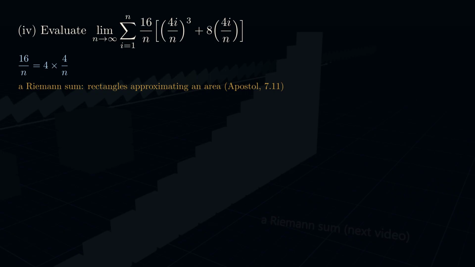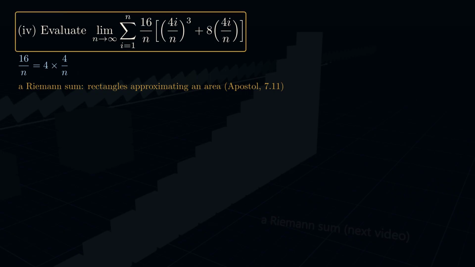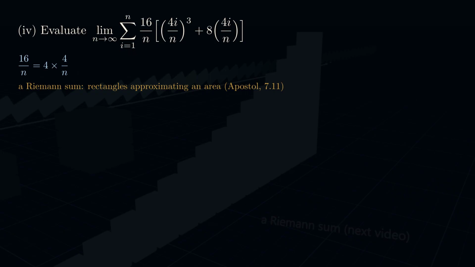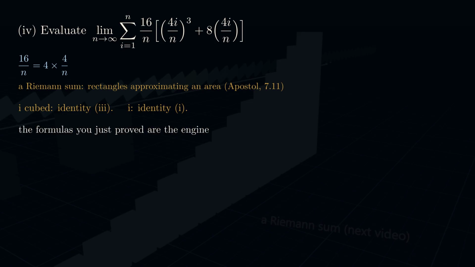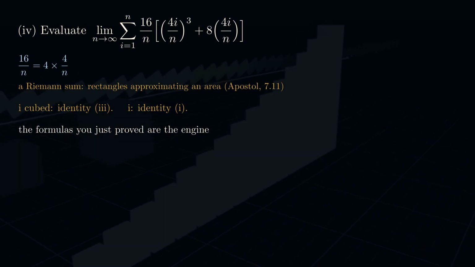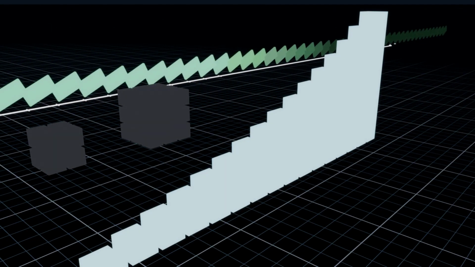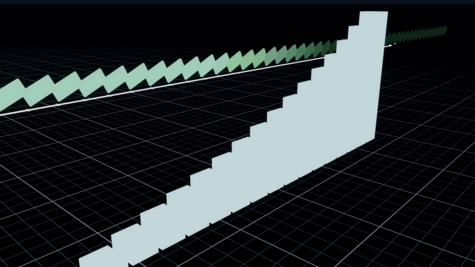And when you open that sum up, the sums that matter are i cubed and i, added from 1 to n. Those are identity 3 and identity 1. The formulas you just proved are the engine that evaluates that limit. Hold on to them. Before you go, 2 ways this can go wrong, because knowing the failure is part of knowing the method.